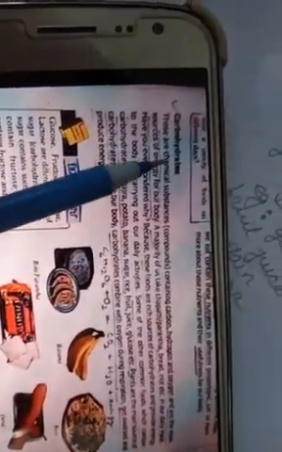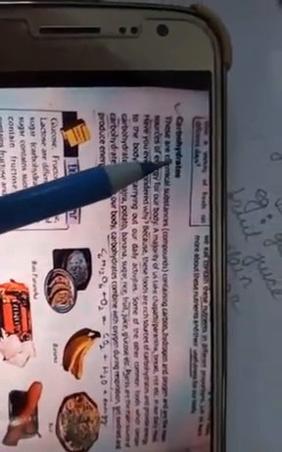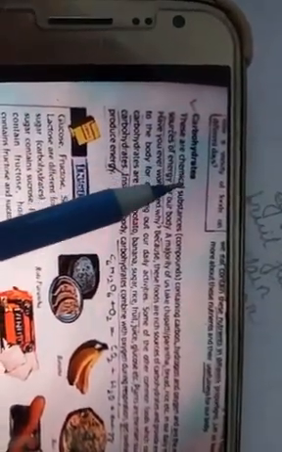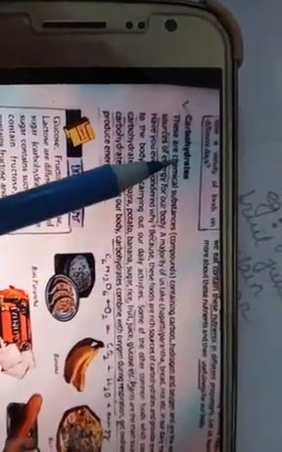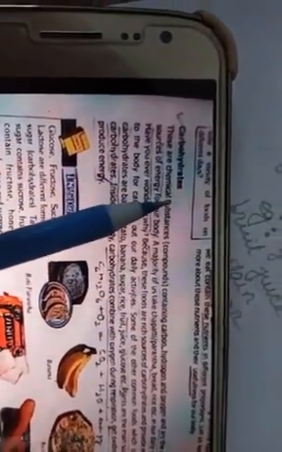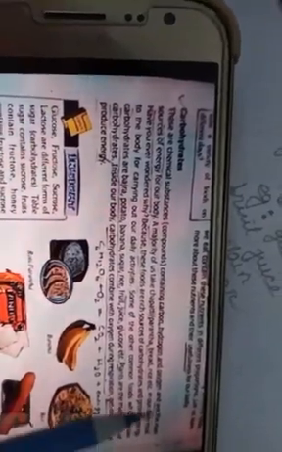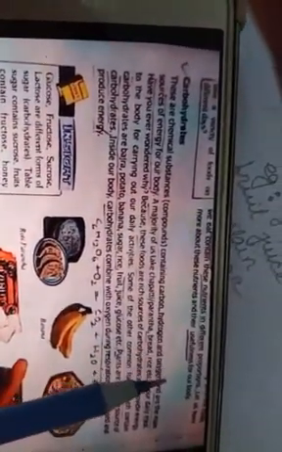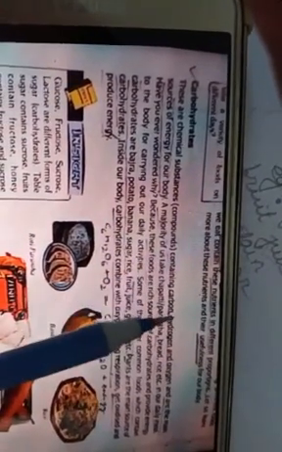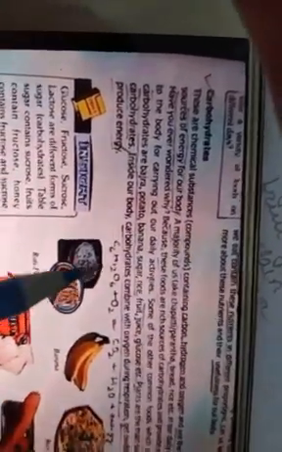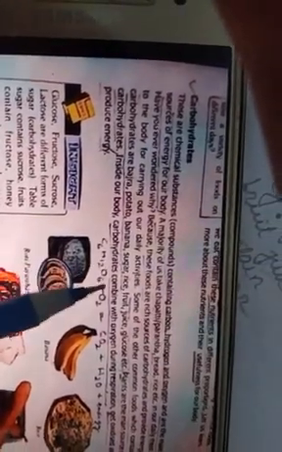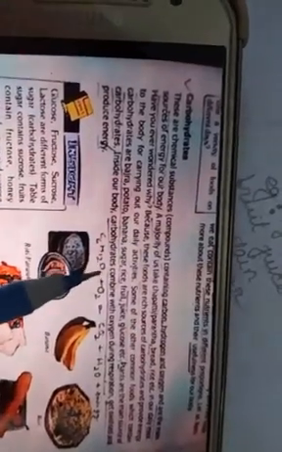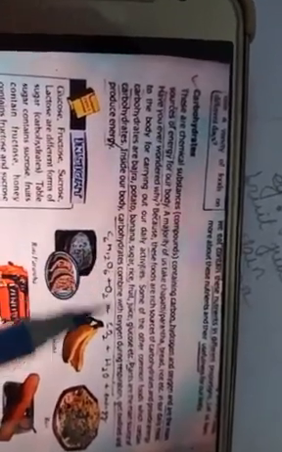First nutrient is carbohydrate. At first I have already said that all the nutrients are chemical substances. So carbohydrate is also a chemical, and it is made up of mainly 3 elements. One is carbon, second one is hydrogen, and third one is oxygen. So carbohydrate contains carbon, hydrogen and oxygen. The chemical formula is C6H12O6. C means carbon, H means hydrogen and O means oxygen.